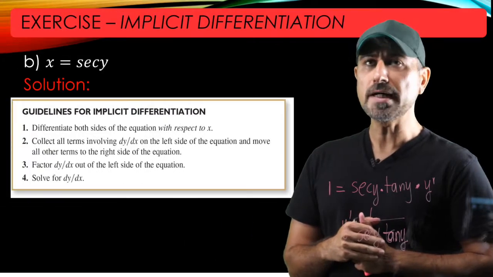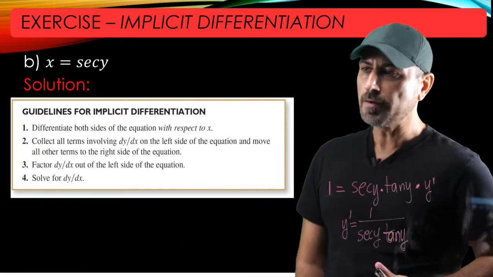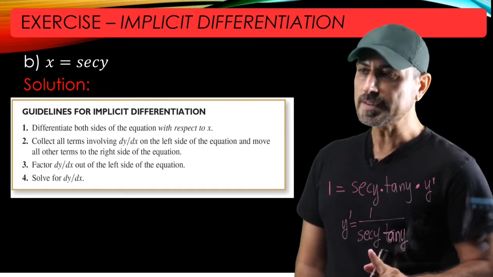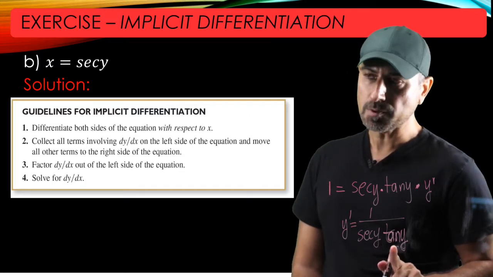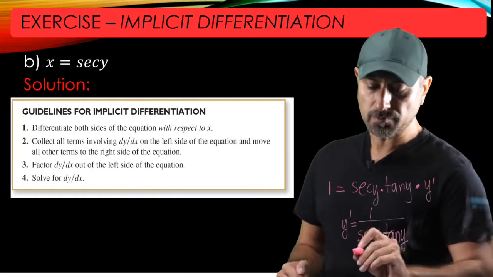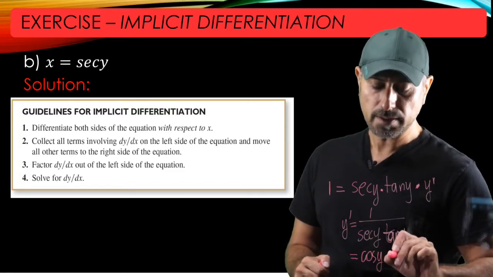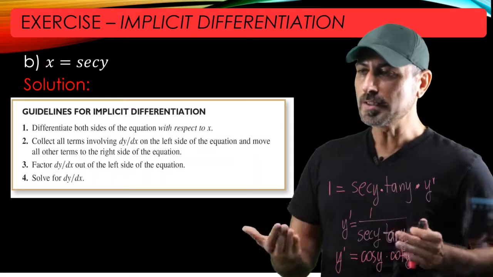I want to remind you about the reciprocal identities that we practiced in the pre-calculus session. Secant is the reciprocal of cosine, and tangent is the reciprocal of cotangent. So you can conclude that y prime is equal to cosine y times cotangent y. Well, this takes care of part B.